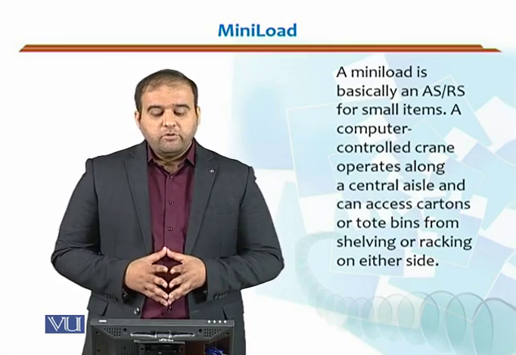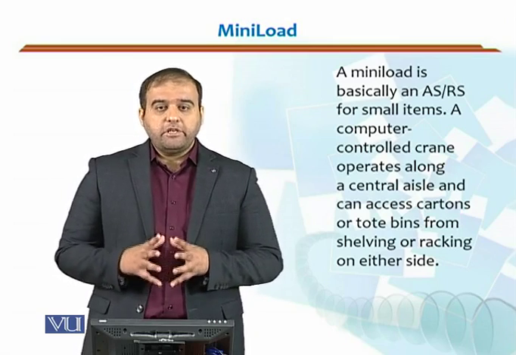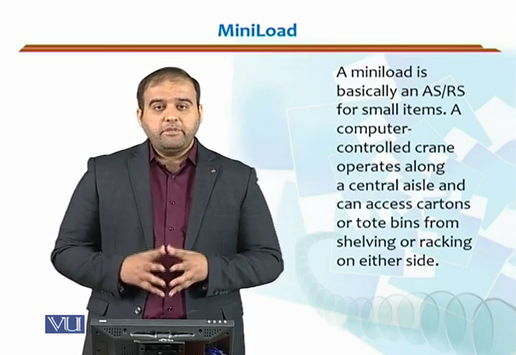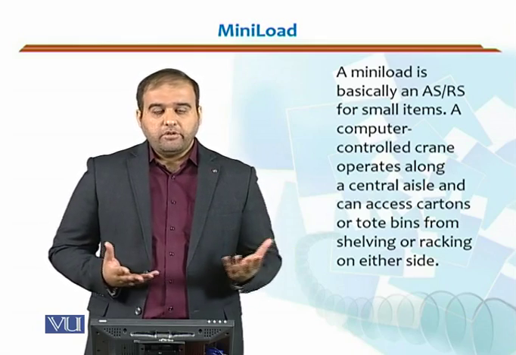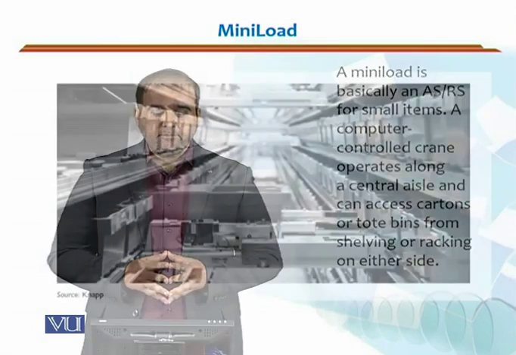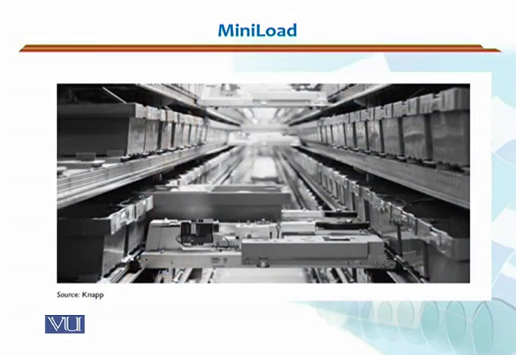So mini load would be the van. It would be the crane that would actually be working, and it can access anything on either side of the aisle. This is a typical representation of a mini load. So mini load can actually access small cartons and small tot bins. It has one capacity and it can move in the narrower aisles as well.